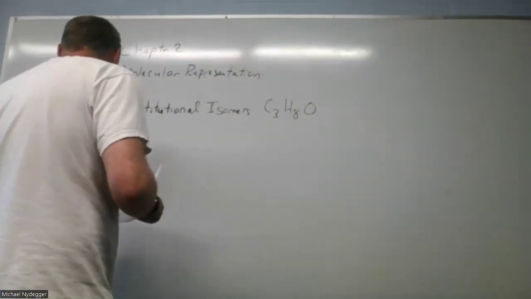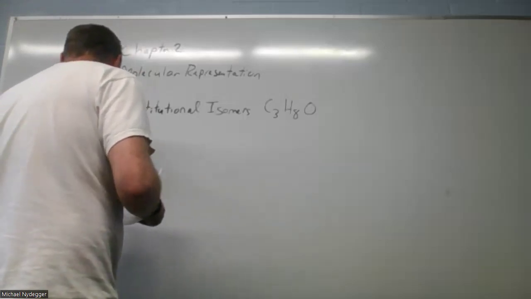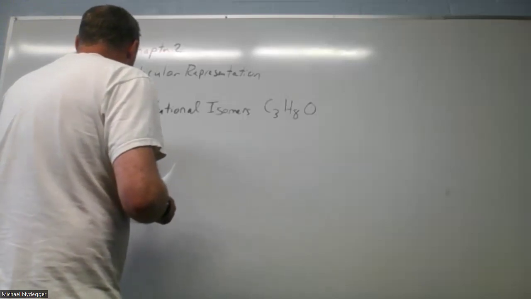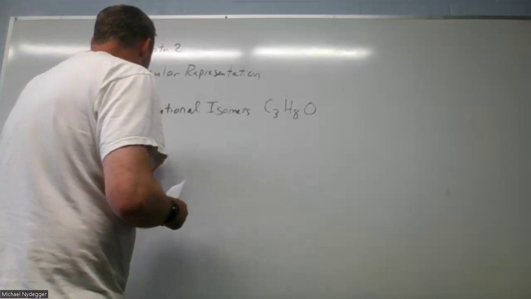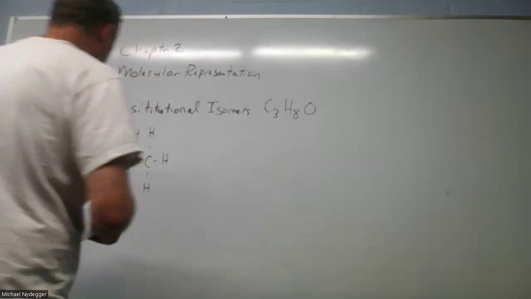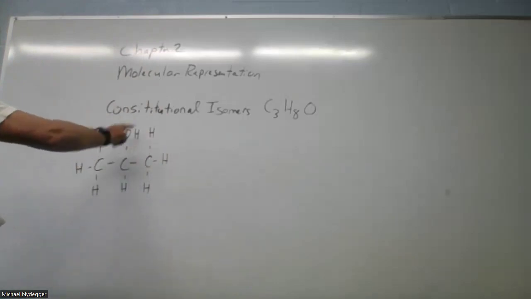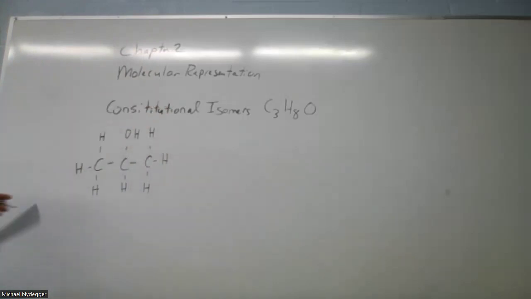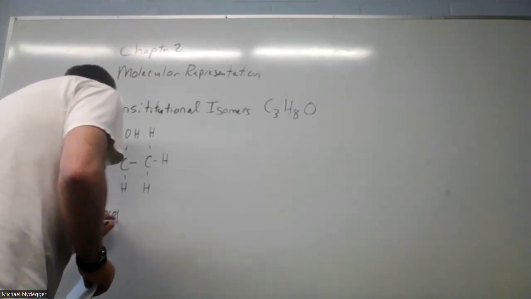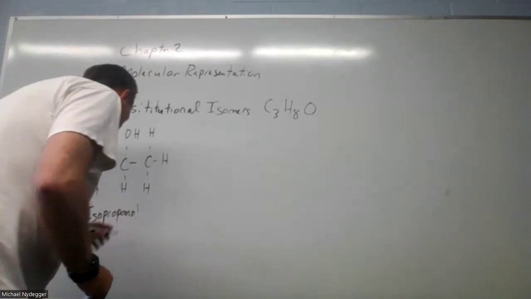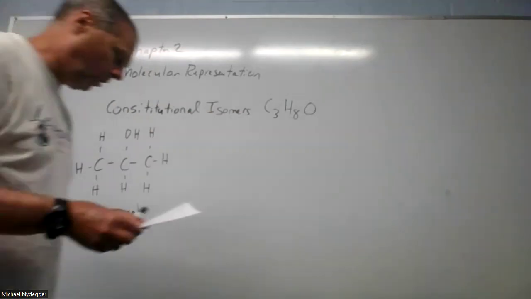So there's one, two, three, four, five, six, seven, eight hydrogens, three carbons, and one oxygen. So that's one of the isomers, and this is isopropanol. That's isopropyl, one of the constitutional isomers for C3H8O.